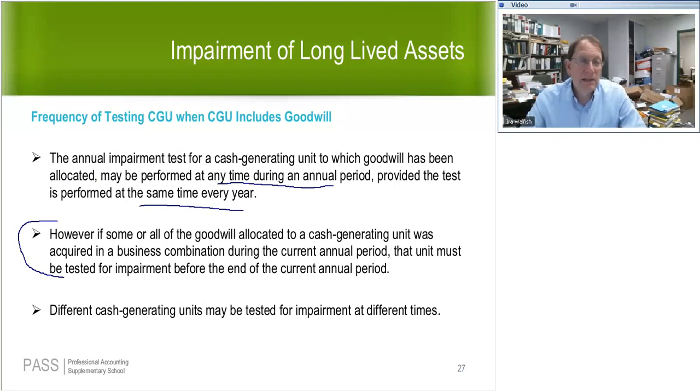And this is an interesting point that's a little new. Different CGUs can be tested at different times. You do not have to be consistent. The CGU itself has to be consistent from year to year. That you're supposed to be. But I could have one group on April 1st. I could have another group on May 1st. That's okay, as long as the group that's April 1st is April 1st every year.